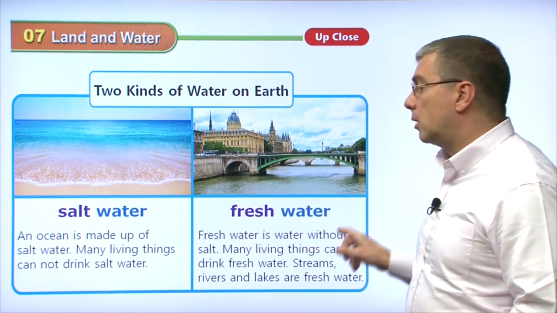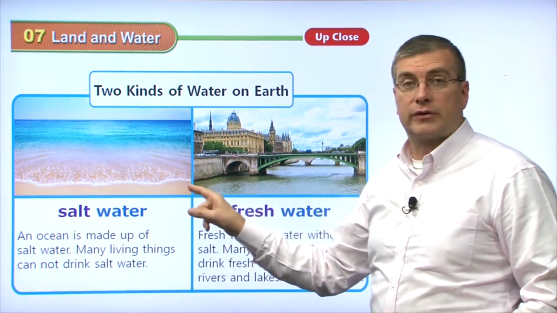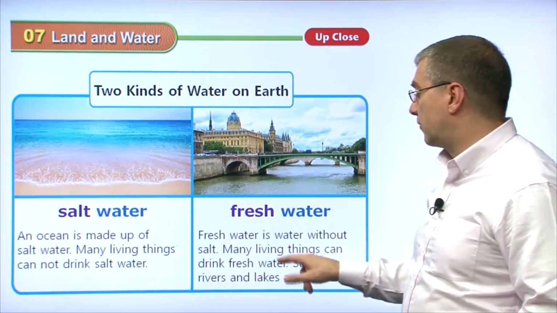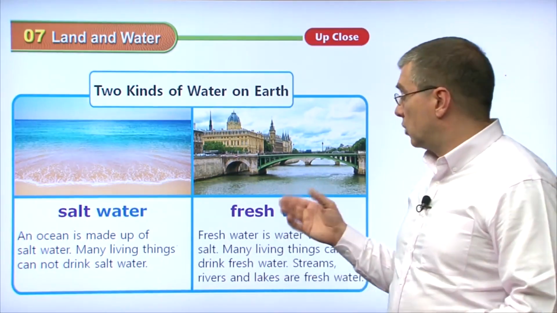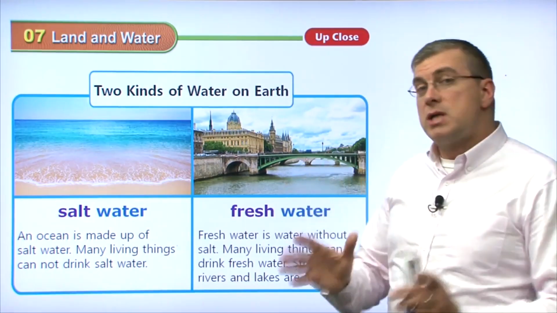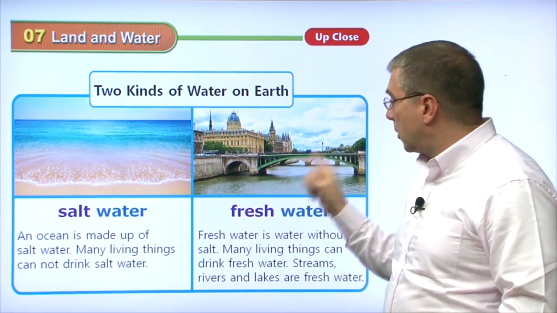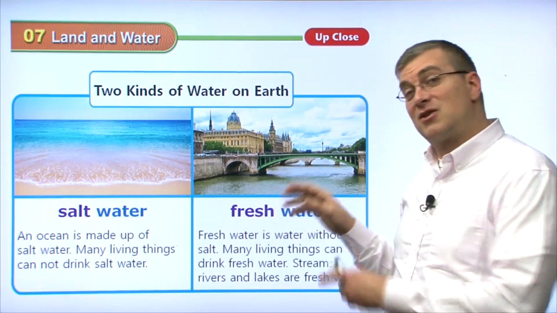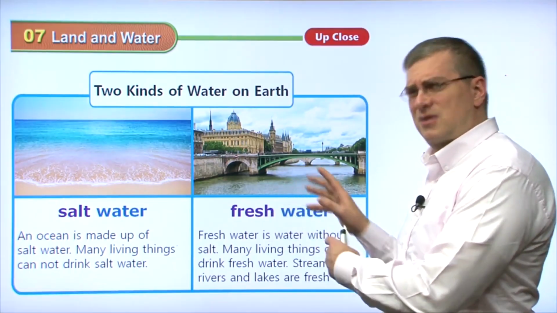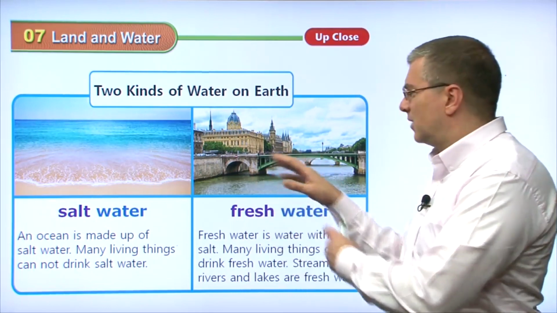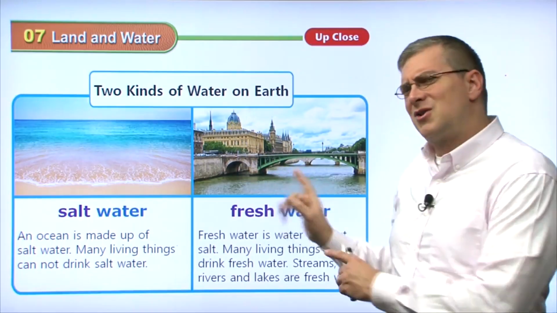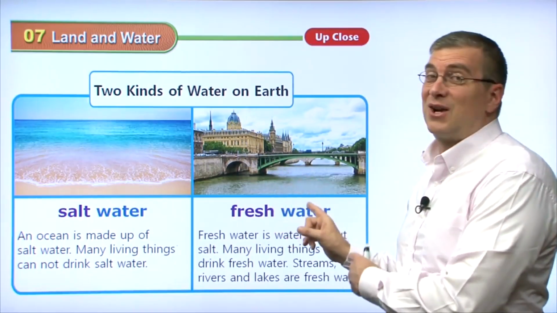Fresh water is water without salt. There's no salt in this water. Many living things can drink fresh water. So we can drink the water in rivers and lakes. However, I would not drink the water from a river that runs through a city because, although there's no salt in this water, there might be other things like some pollution or runoff, things that the people in the city put in the water. So don't drink that water, but it is fresh water.